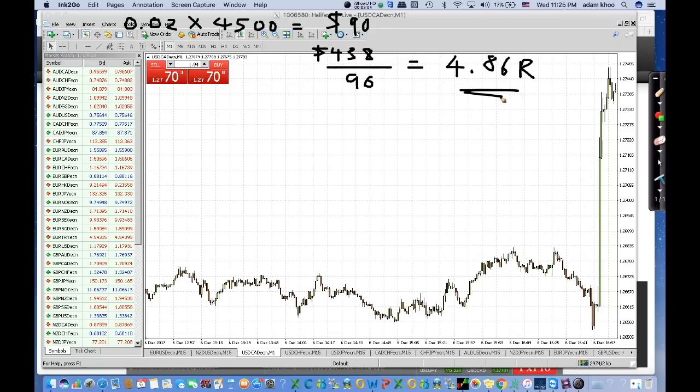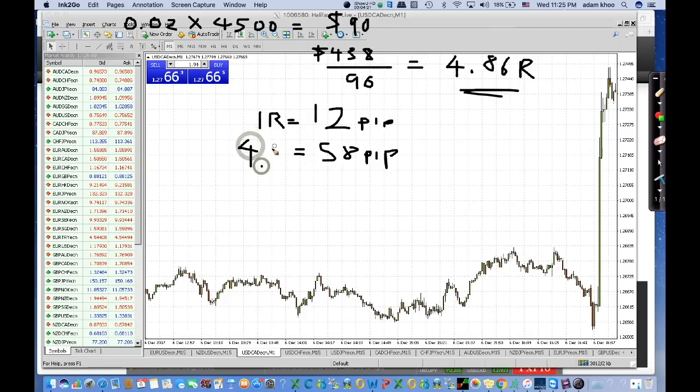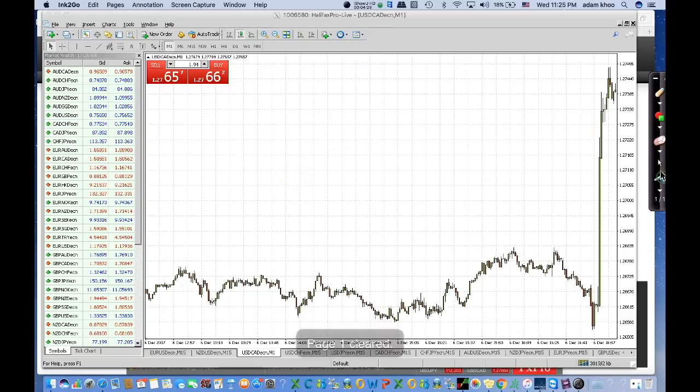How many R did I achieve? You can also calculate R's in terms of the number of pips that you got. I was risking 12 pips, so 12 pips was 1 R. Let me do the maths. I captured 58 pips in about a minute. That is equivalent to 4.86 R. All right, so that's the result. Now again, that's in 1 minute, so that's a pretty good trade.